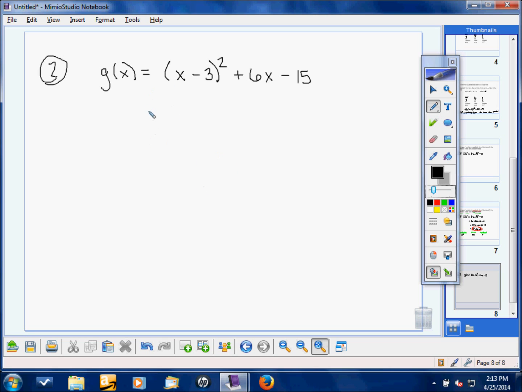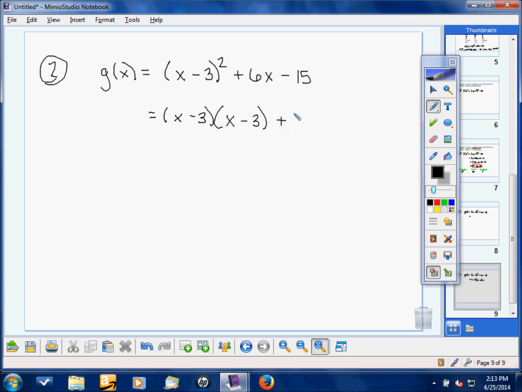All right, so same deal. What do you do first? You do the square. Good, we're going to square this term first. So, x squared, and then 6x plus 9.